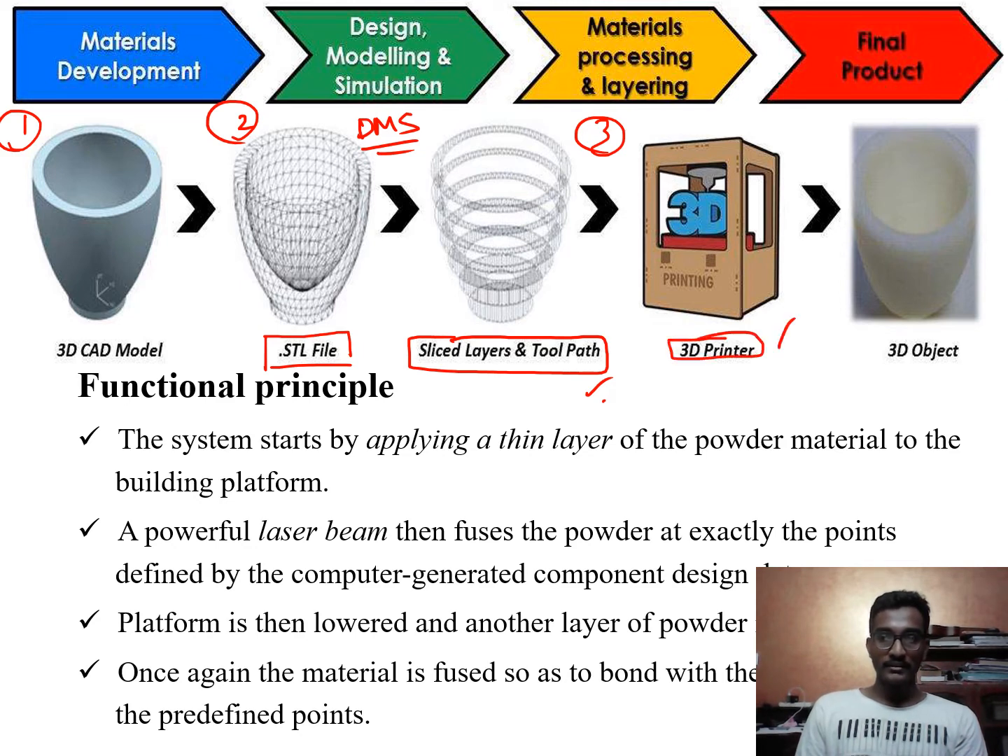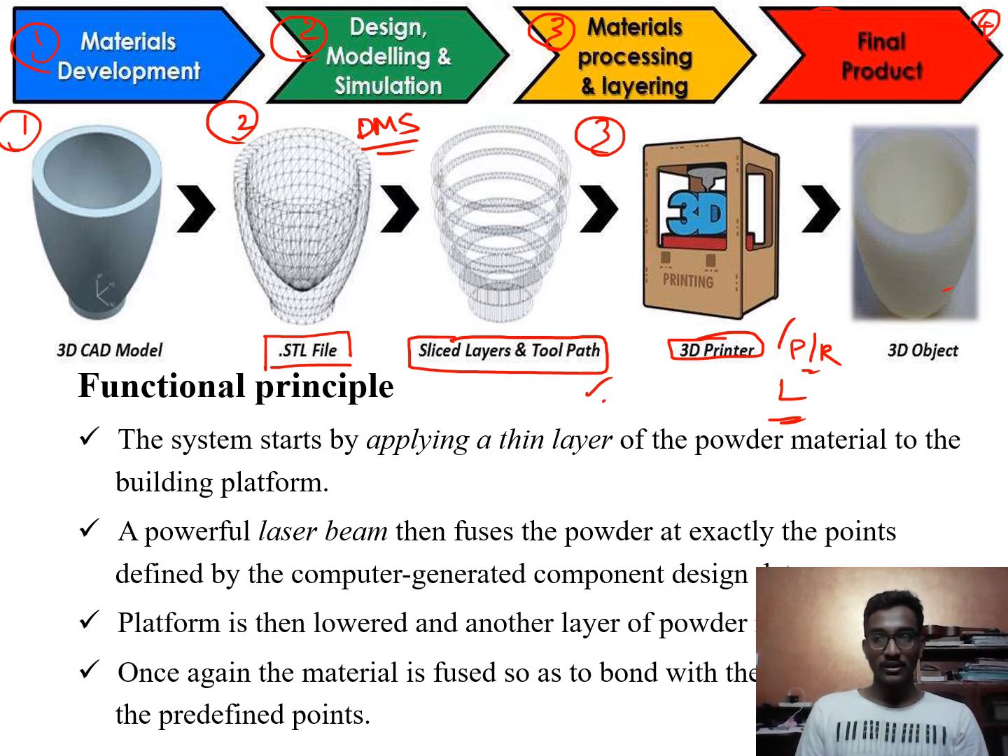Okay, here it takes processing and layering. Two things happen here: the first is processing, the second is layering. First, materials development, how we develop the CAD model. Second, the .stl file and slicing layers. And third, material processing and layering. Finally we get the final product.